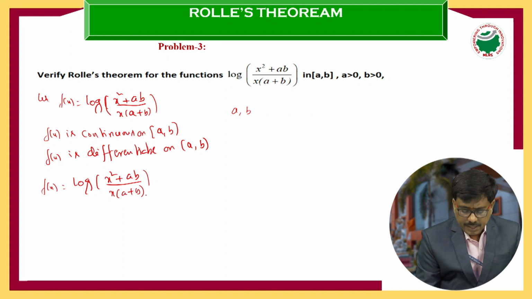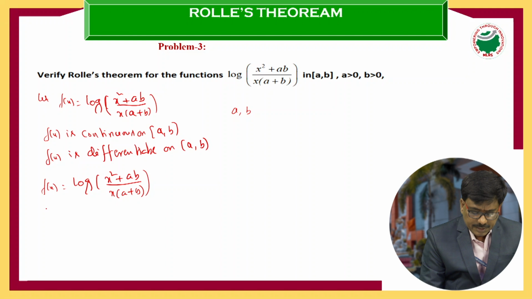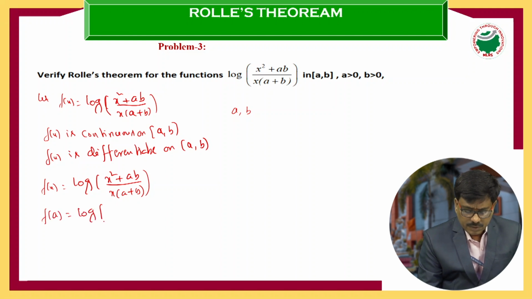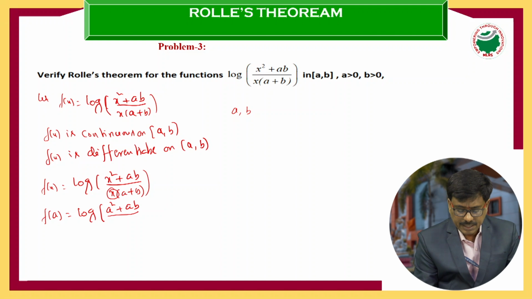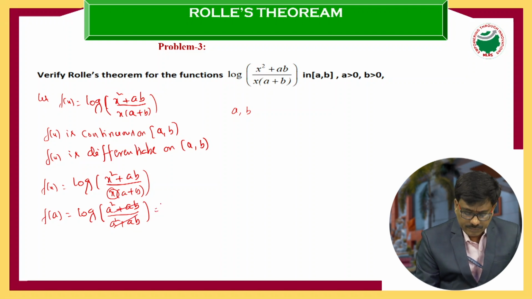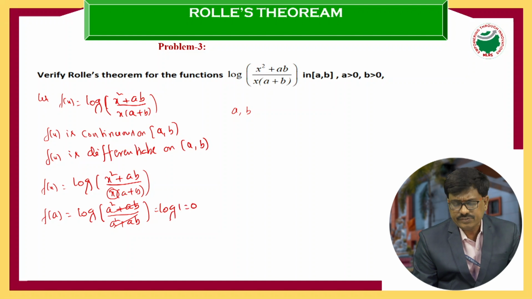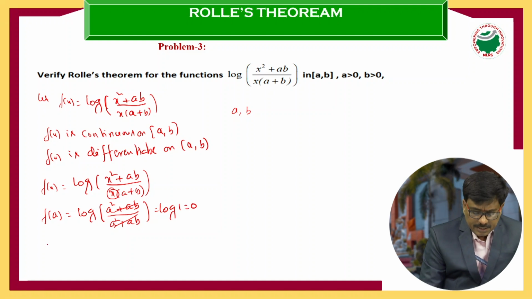Now I am going to substitute x is replaced by a. Therefore, f of a equal to log of a square plus ab whole divided by, this x is replaced by a. If I multiply this, this becomes a square, this becomes ab. What is the resultant value? This resultant value becomes 1. Therefore, log 1. What is the log 1 value? It is 0.